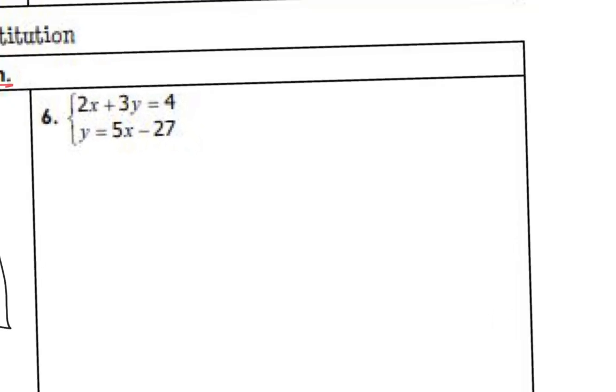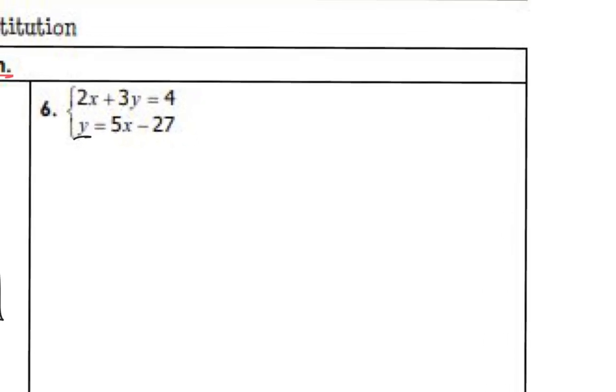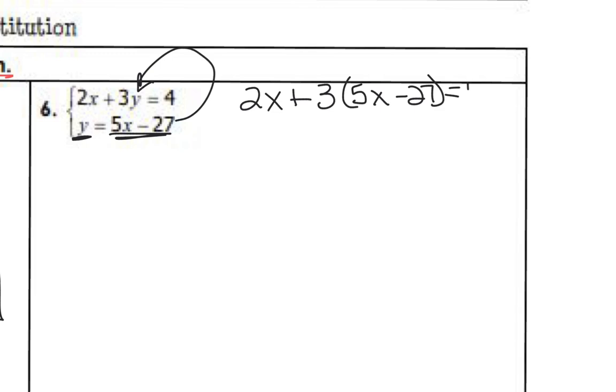All right, number 6. This one we only have one of them where y is a variable by itself. So we're going to substitute this for this y. So we're going to 2x plus 3 times y. So 3 times 5x minus 27 equals 4. So we're going to just distribute it out. So it'd be 15x minus, what is 3 times 27 is 81.